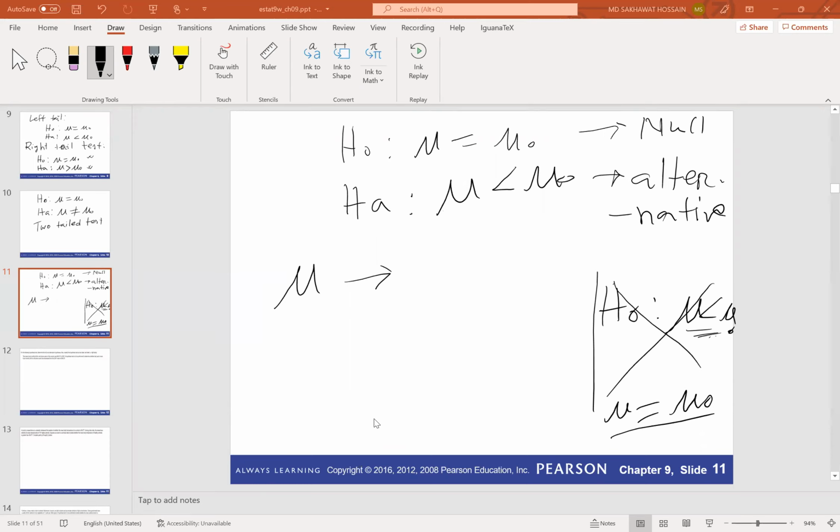Yes, point estimate, it will be the sample mean. That's correct. So we calculate the sample mean and we use that to make inference about the population mean, right? So that's why the point estimate for mu is the sample mean, X bar.